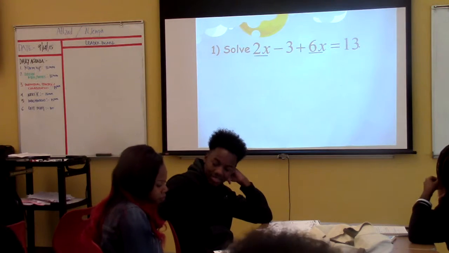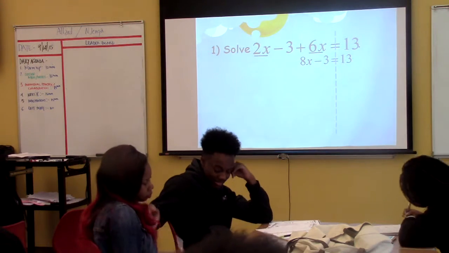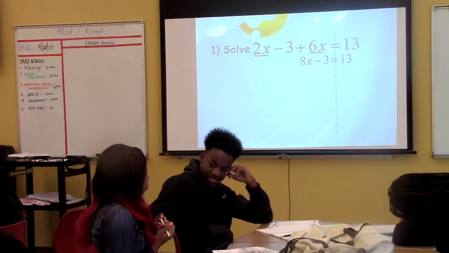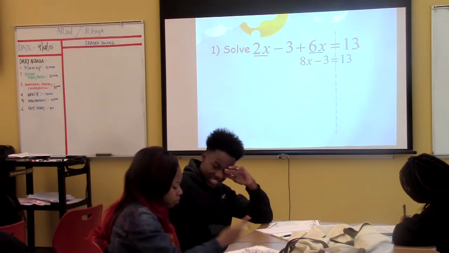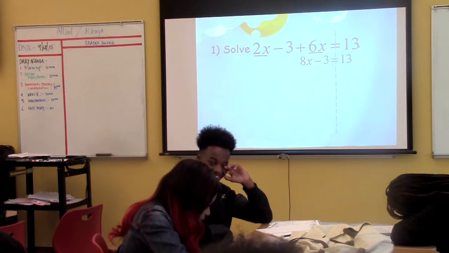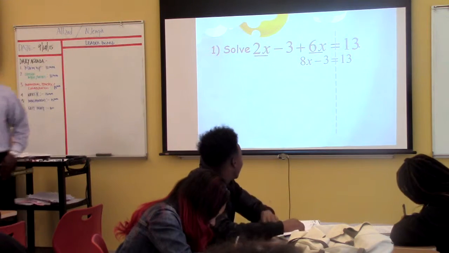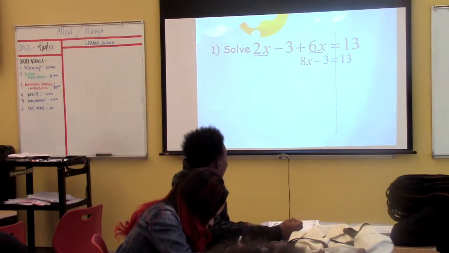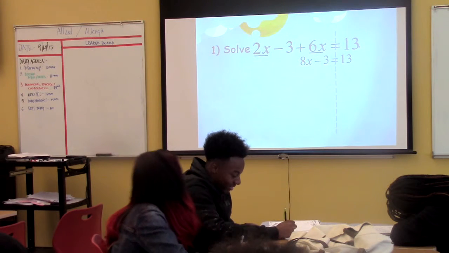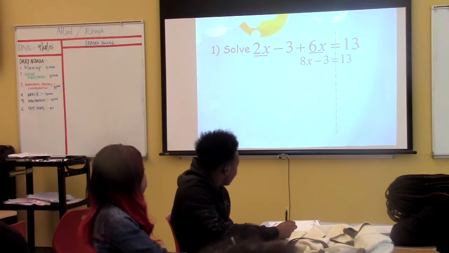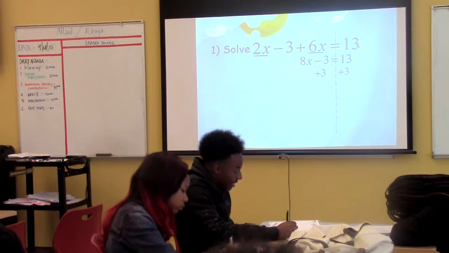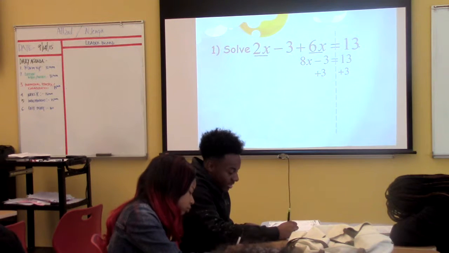And then we have to combine again. We're going to combine -3 and 13. How do we combine those two? You add 3 on both sides. Why? Because you want to get x by itself. All right, so you have your positive 3, add 3 on both sides.